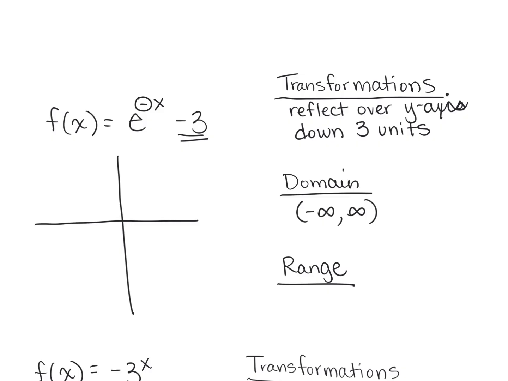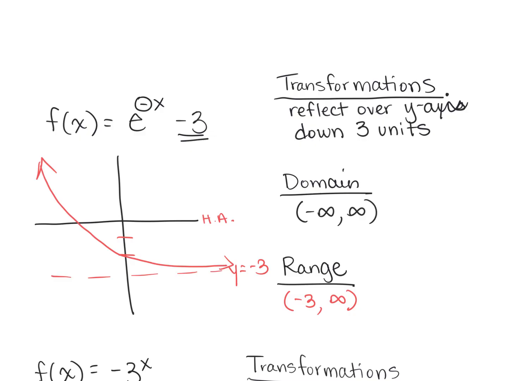And then if I move that down 3 units, then I would not have a horizontal asymptote at the x-axis, but it would be instead at y equals negative 3. So this graph, in its rough estimation, would do something very similar to this. So then your range is going to start but not include negative 3, and it will go on forever. So be very careful with your transformations.